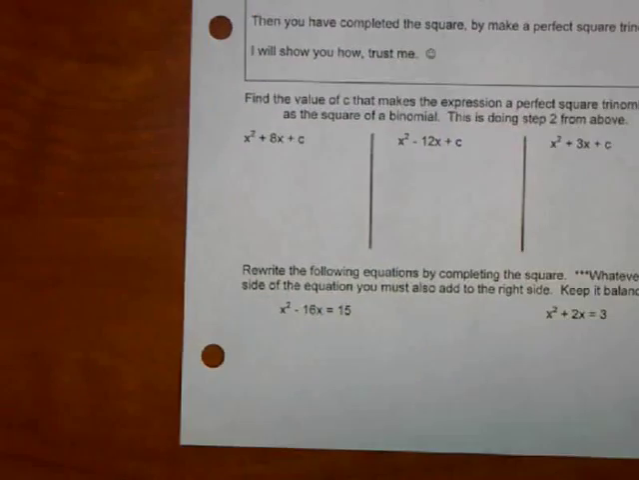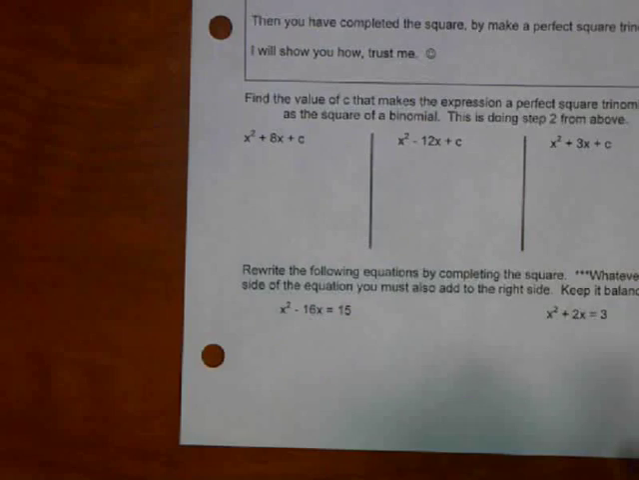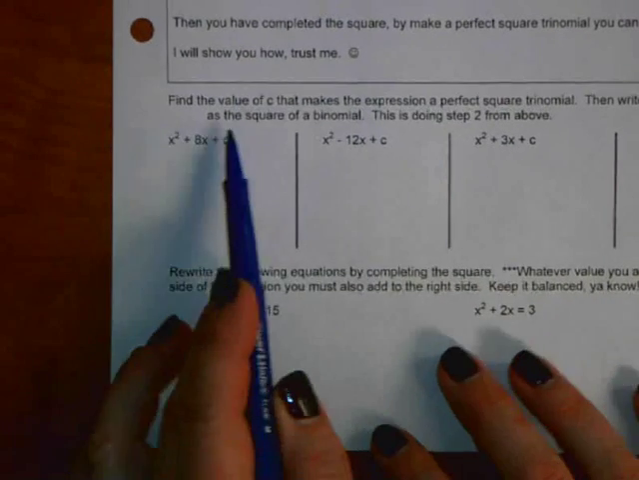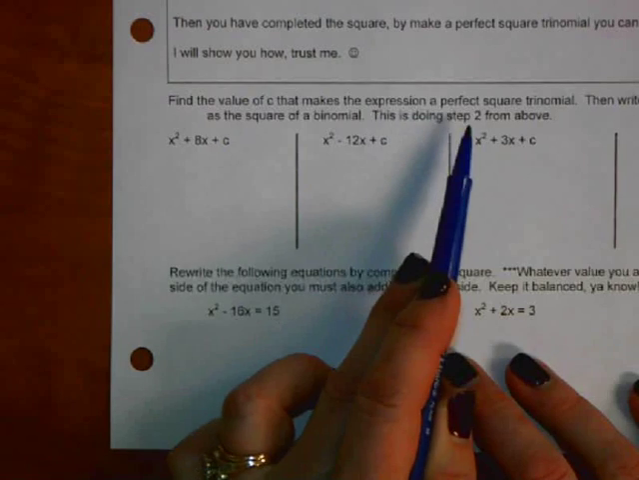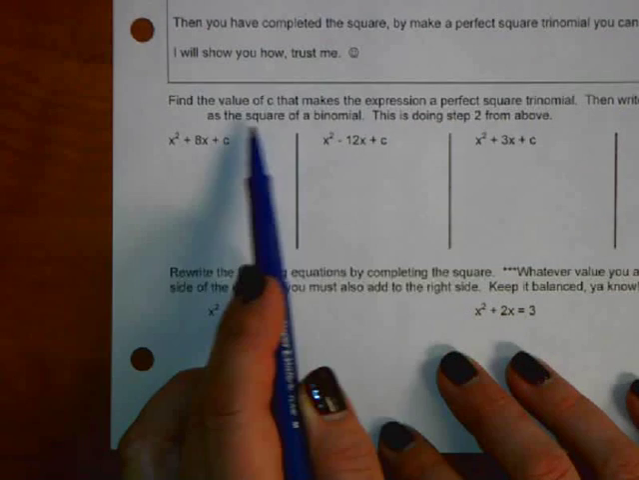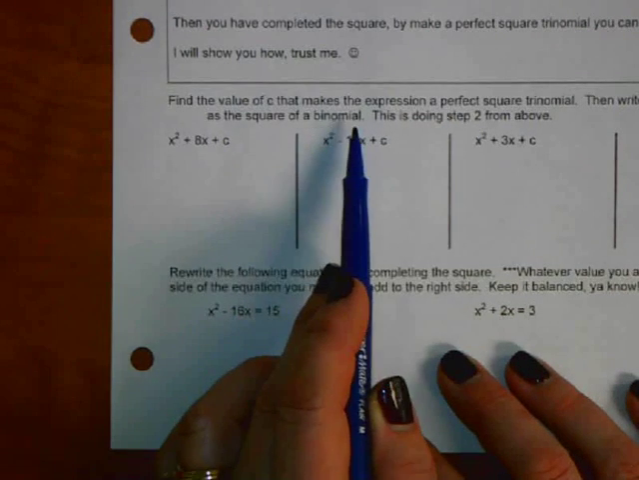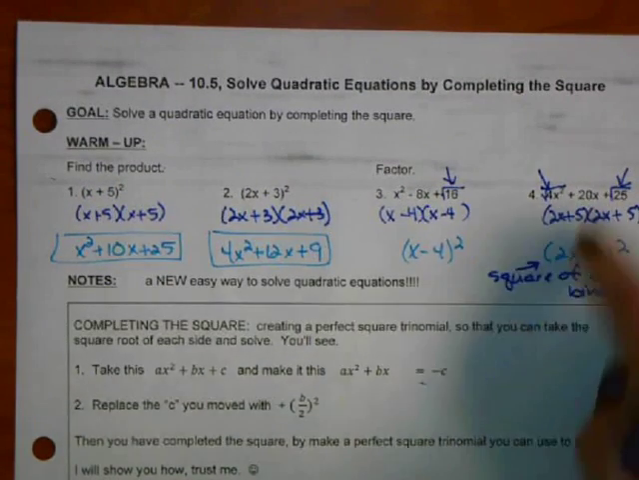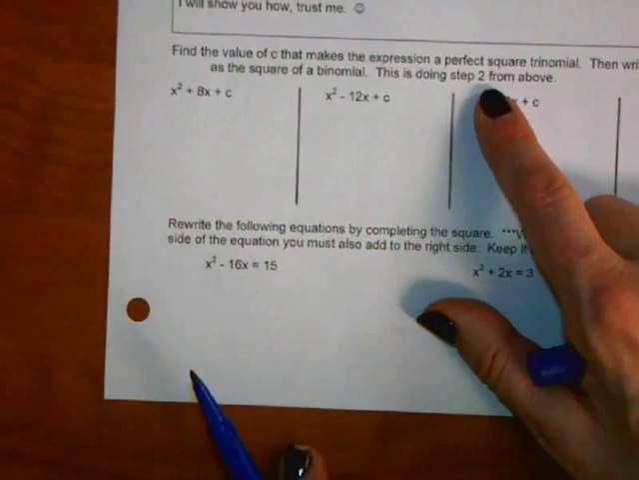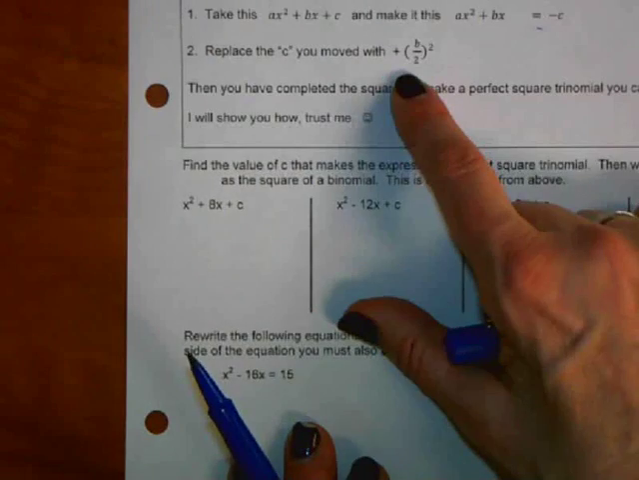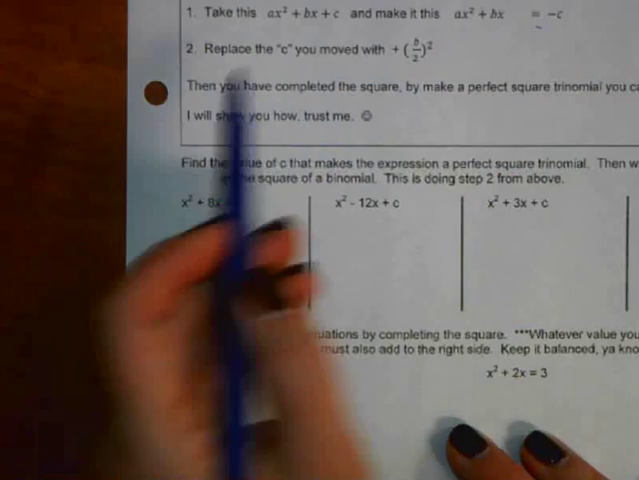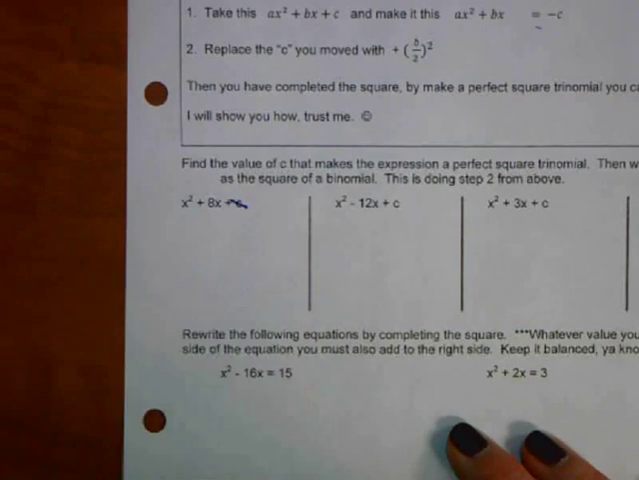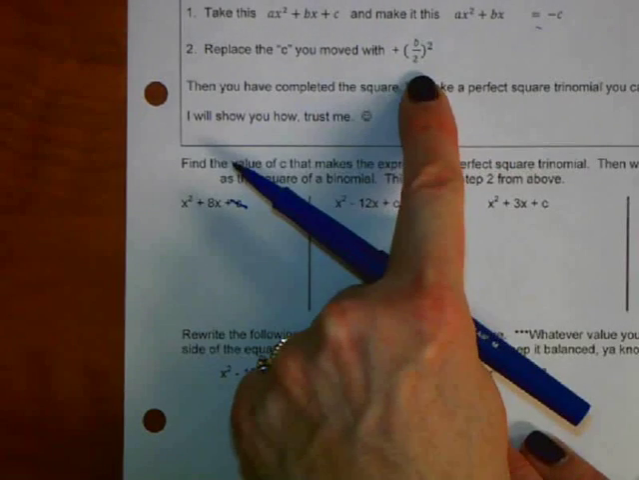All right, so we're not going to do it all at once. We're going to do it bit by bit. First it says, find the value of c that makes the expression a perfect square trinomial. Then write the expression as a square of a binomial, which I just showed you. That's the square of a binomial. Okay, this is doing step 2 from above. So we're doing step 2 here. We're going to replace the c with b cut in half squared.